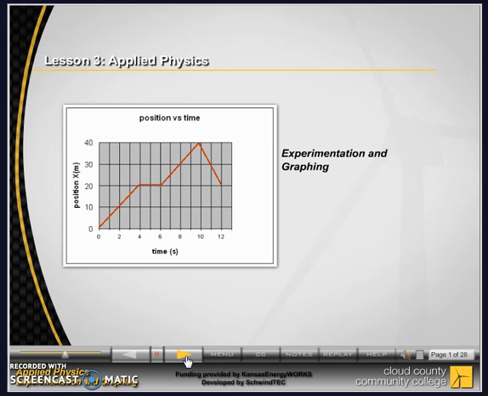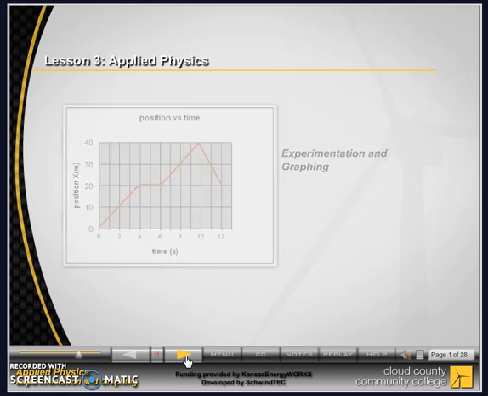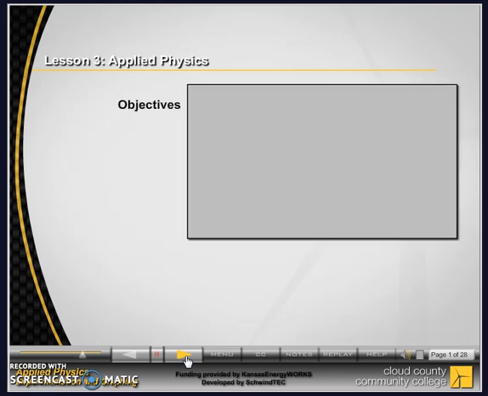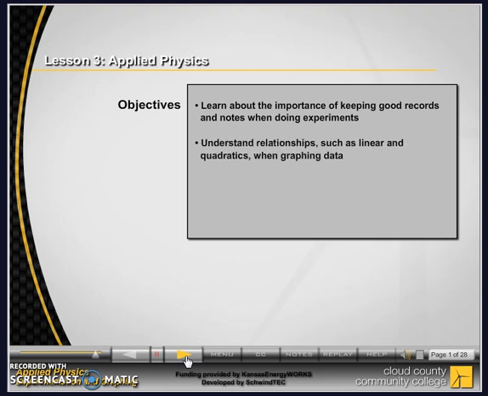Among these skills are the ability to follow careful procedures, create a proper graph, analyze error, and write a technical report. In this lesson, you will cover the following objectives. You will learn about the importance of keeping good records and notes when doing experiments, and you will understand relationships such as linear and quadratics when graphing data.